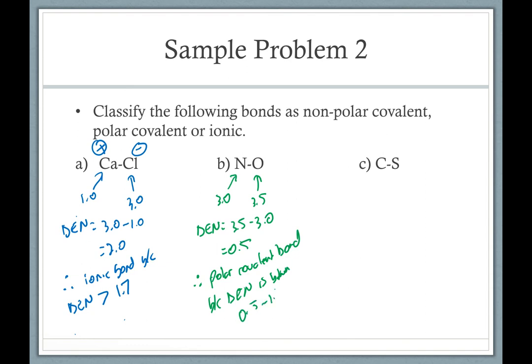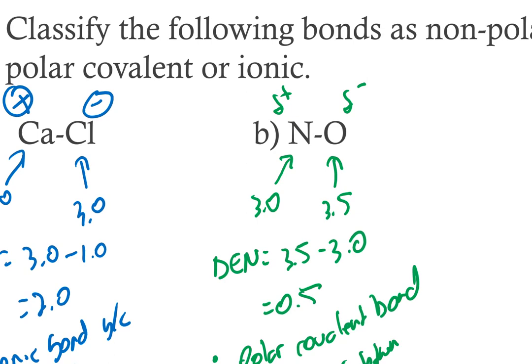0.5 and 1.7. So if we have a polar covalent bond, the electrons are going to be shared unequally, and the one that has a higher electronegativity is going to be slightly negative, and the one that has a lower electronegativity is going to be slightly positive.